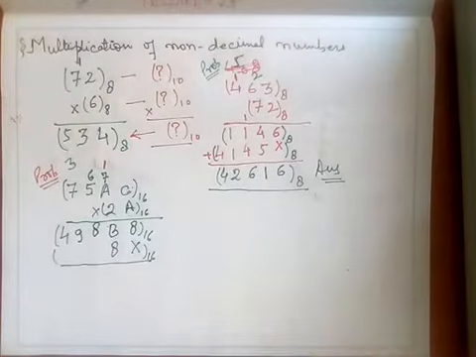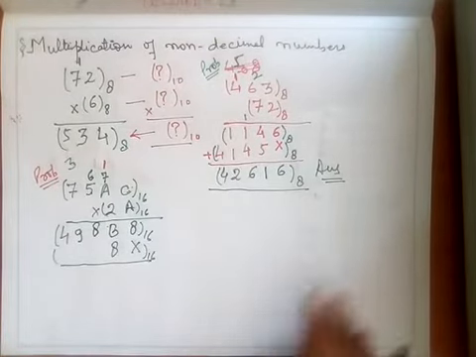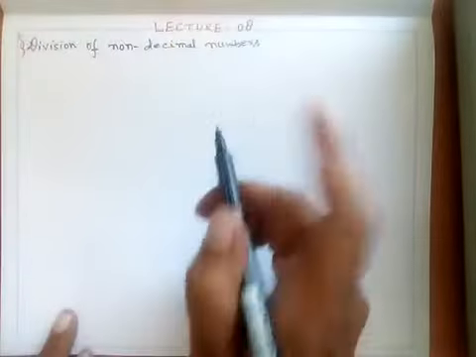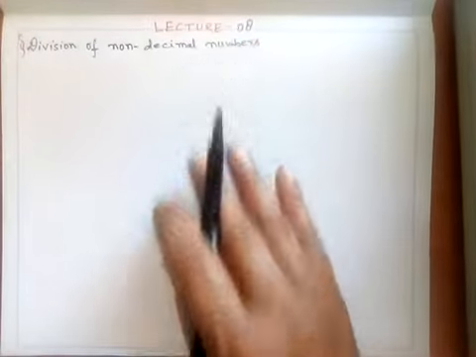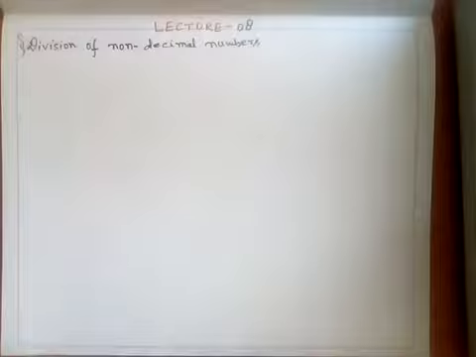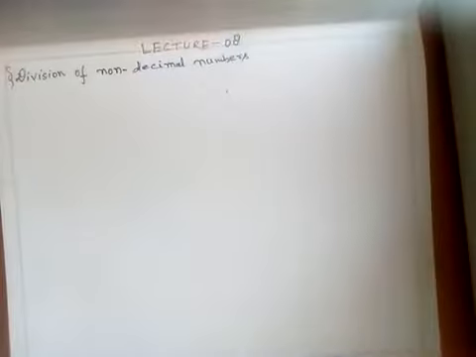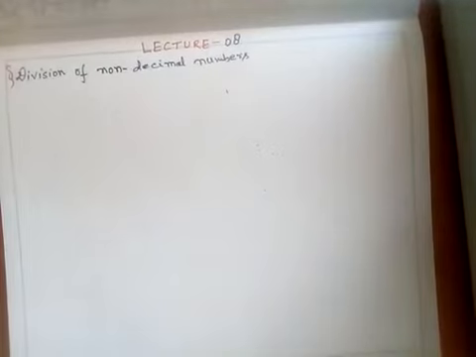So today I'll move to the division of non-decimal numbers. Now how to go for division of non-decimal numbers? Normal division we know for decimal numbers, how we divide any number, that we know very well. Suppose I have a number, this camera has been, let me adjust it a little bit.